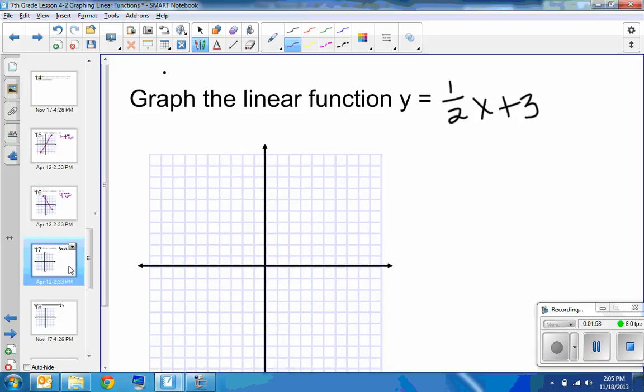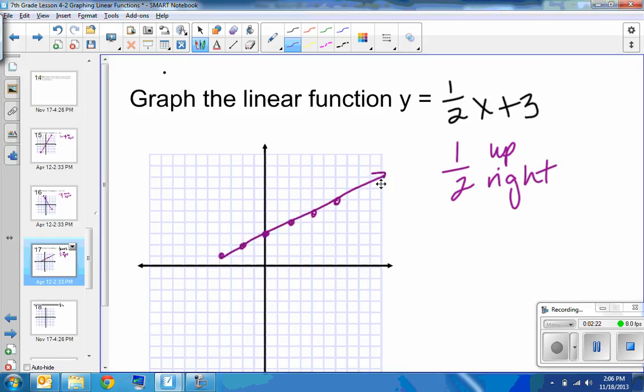So let's look at this one. The slope is 1 over 2, up 1, right 2, and we're crossing through at the 3. So 1, 2, 3, up 1, to the right 2, up 1, to the right 2, up 1, to the right 2, down 1, to the left 2, down 1, to the left 2. Remember, if your point is not on the line, you know you've made a mistake and you need to go back and look at it.